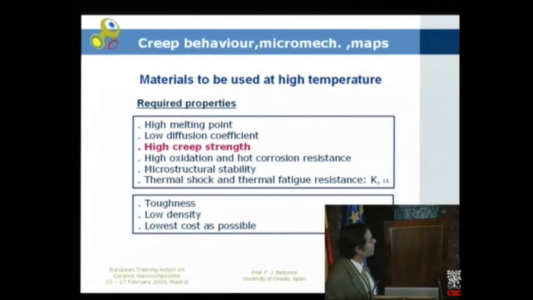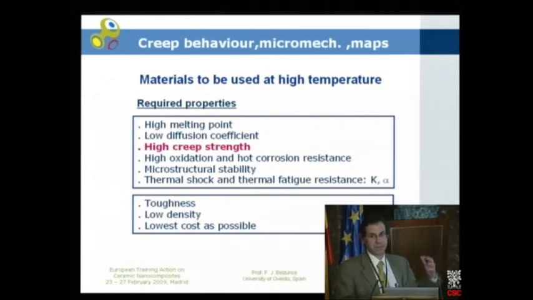But we also need other properties like high oxidation resistance and high hot corrosion resistance, depending on the environment in which these components are going to work. Another important point is that the material must have microstructural stability, and at very high temperatures this is not easy to obtain, because at these temperatures diffusion is important and the stability of the microstructure is not so easy to achieve.